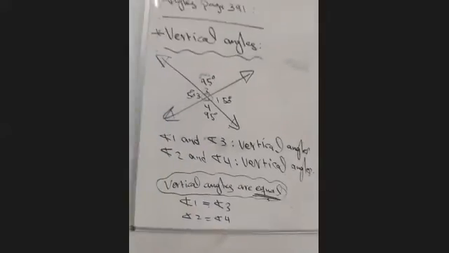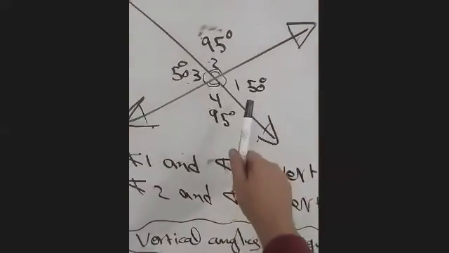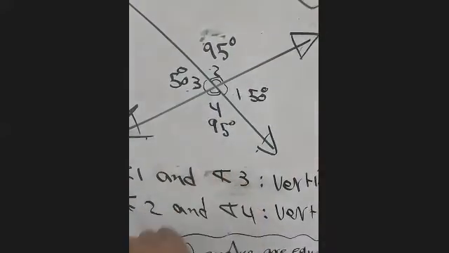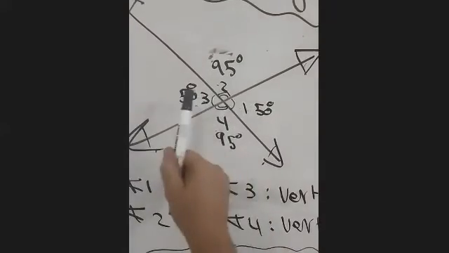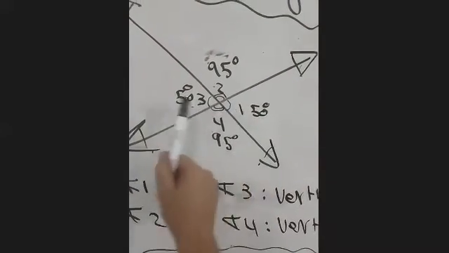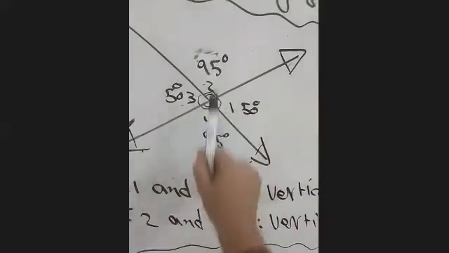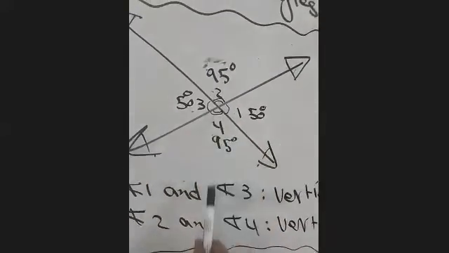Don't forget that. Angle 1 is vertical with angle 3. Angle 2 is vertical with angle 4. We can say angle 1 and 3 are vertical angles and they have the same measurement. Angle 2 and 4 are vertical angles and they have the same measurement. It's important.